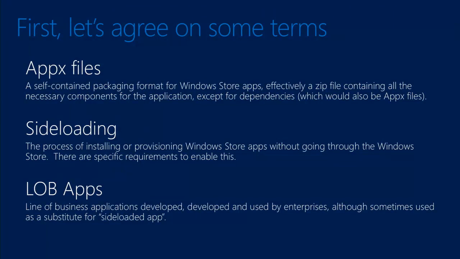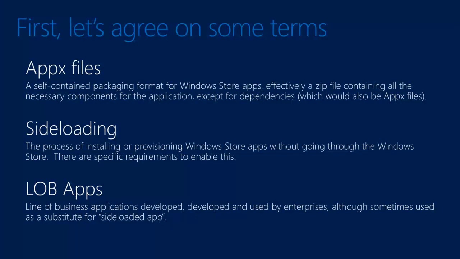Sideloading then is the process of installing or provisioning a Windows Store app without going through the Windows Store. So we talked before about downloading and then extracting and then registering. Well, we're going to skip the downloading part. We have the AppX file somewhere. We're going to just tell the operating system to install it or to provision it, which will cause it to extract the contents and register it with the OS.